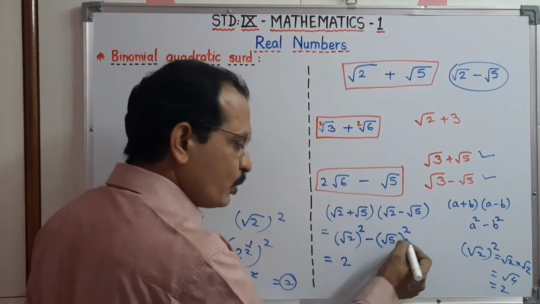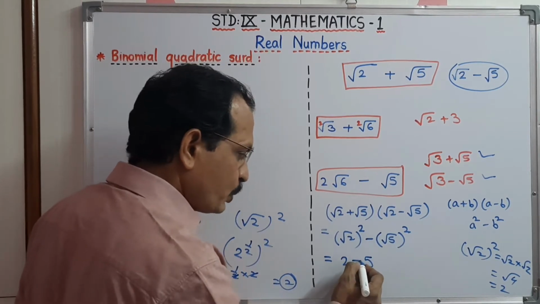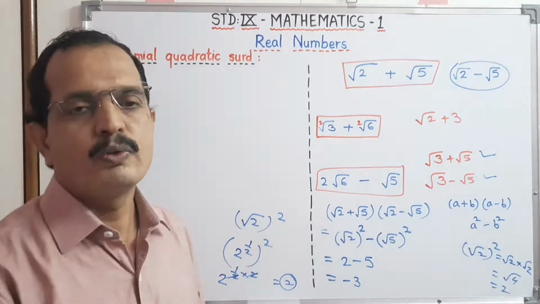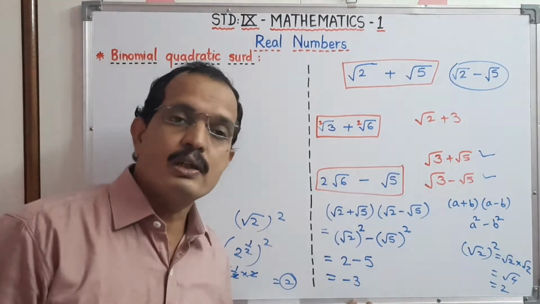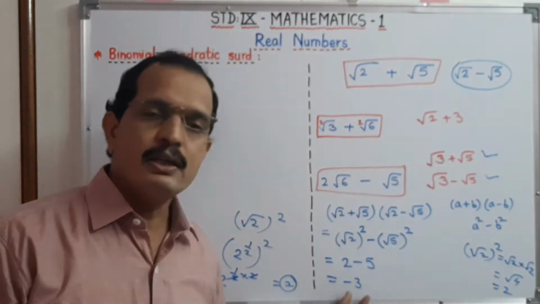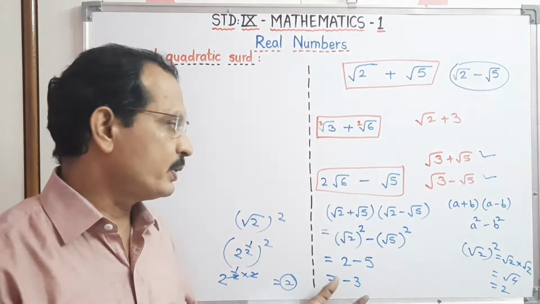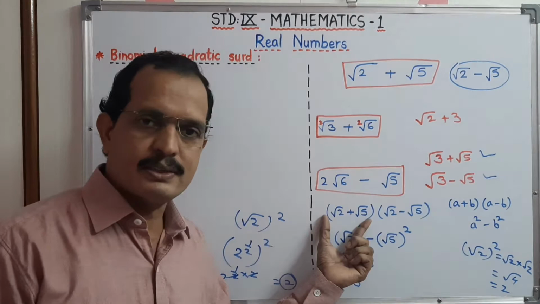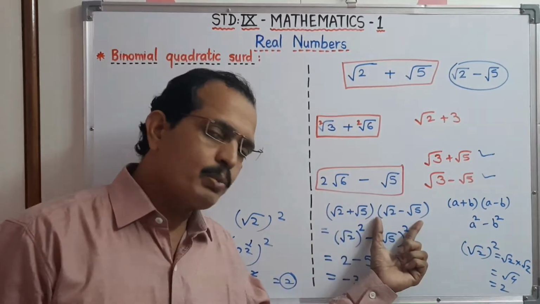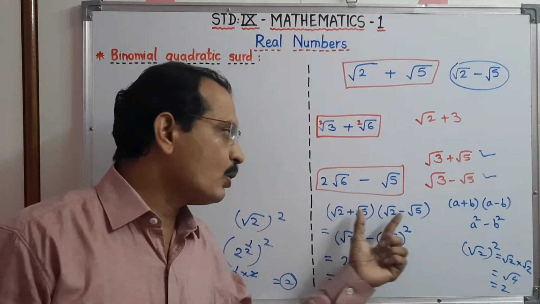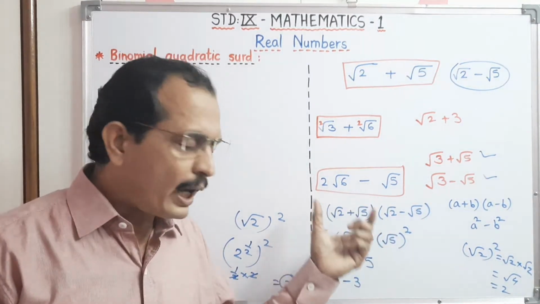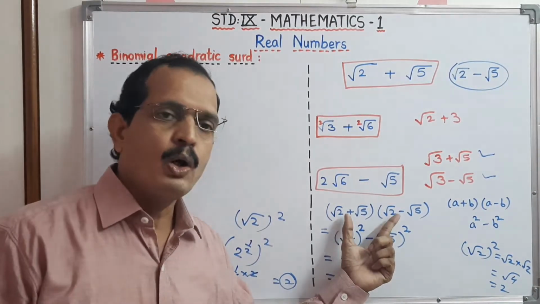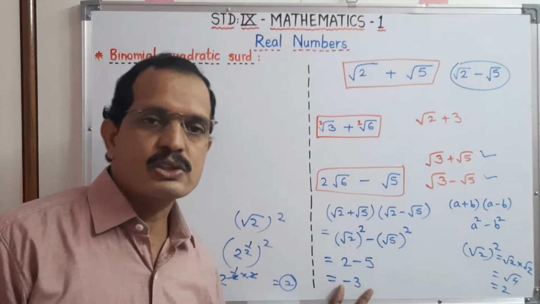Similarly, the square of root 5 is 5, therefore 2 minus 5 will be minus 3. And dear student, we get the answer as a rational number. Minus 3 is a rational number, and therefore what I want to tell you is that root 2 plus root 5 is a binomial quadratic surd. This is also a binomial quadratic surd, and these are called a conjugate pair. Why is it called a conjugate pair? Because the product of these two is a rational number.